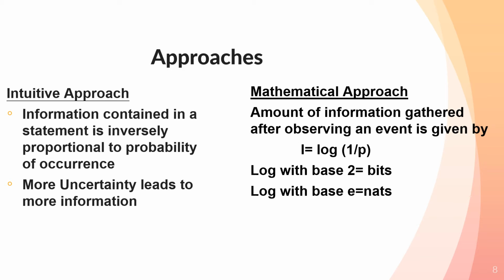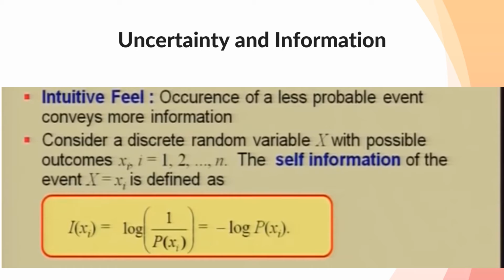But mathematical formulation is very important in order to frame information theory. The amount of information I is given by log of 1 by p, which means it is inversely proportional to the probability of occurrence. The base of this logarithm may be 2, or it may be the natural base e. Based on this intuitive feel, the occurrence of a less probable event conveys more information. So this is called self-information.